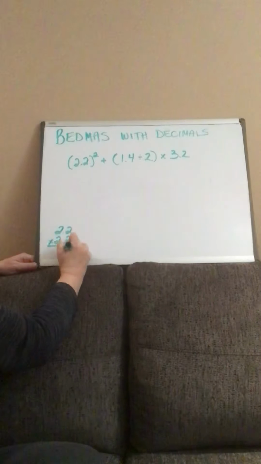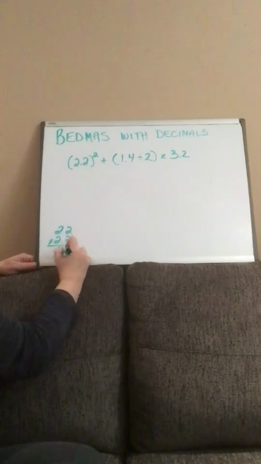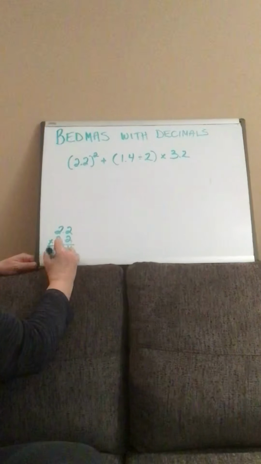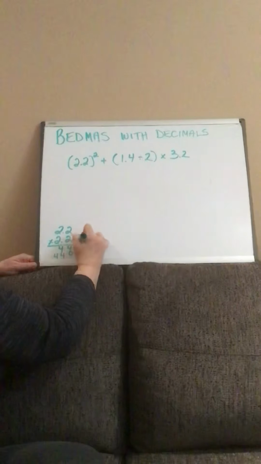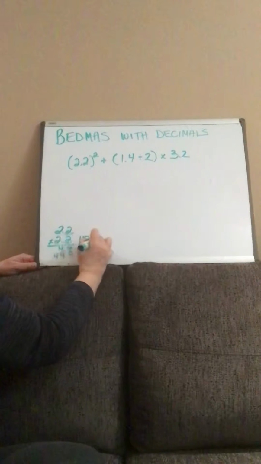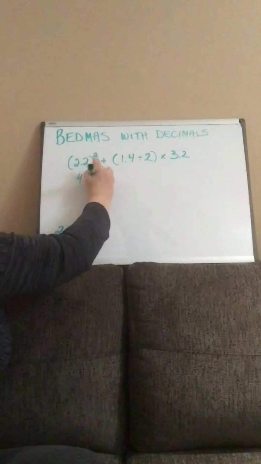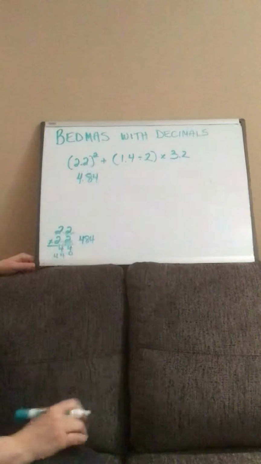2 times 2 is 4. 2 times 2 is 4. Hold the place. 2 times 2 is 4. 2 times 2 is 4. So I get 484, 1, 2 decimals, 1, 2, 4.84.